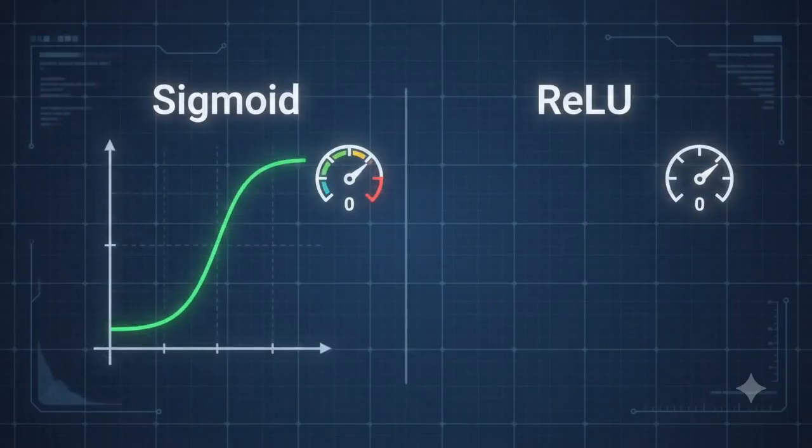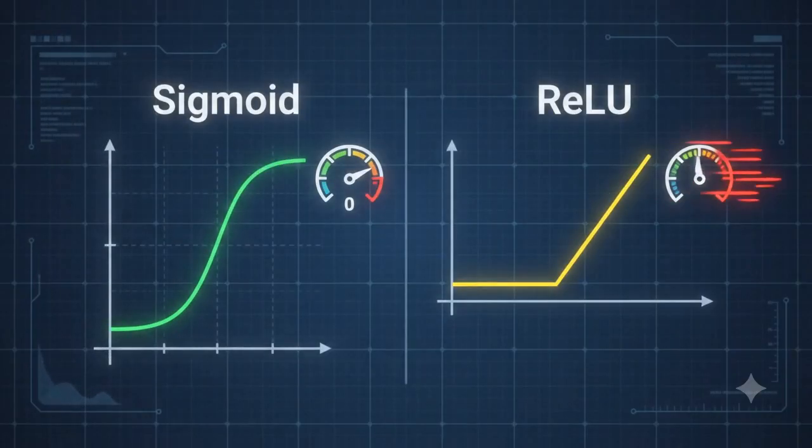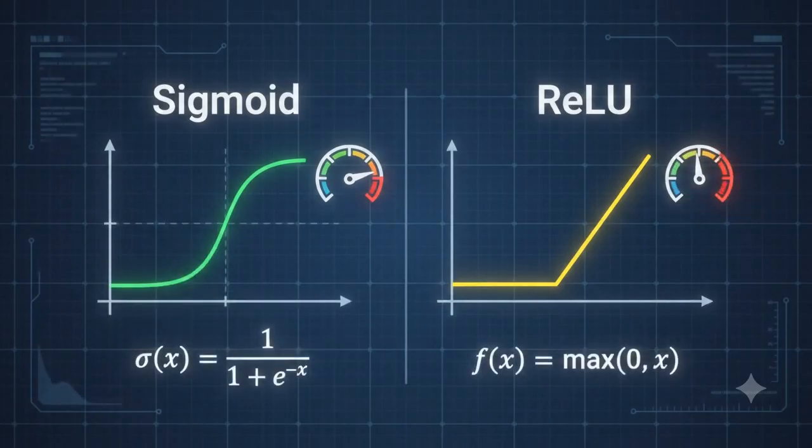Compared to ReLU, sigmoid is smoother but slower to train. That's why ReLU replaced sigmoid in most hidden layers today.